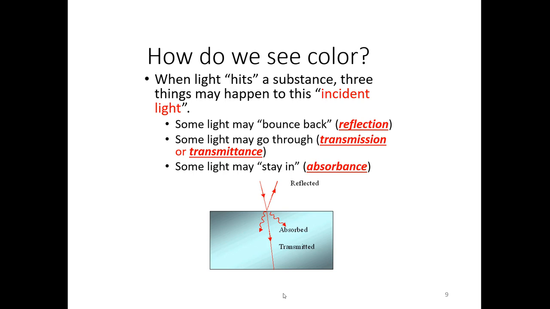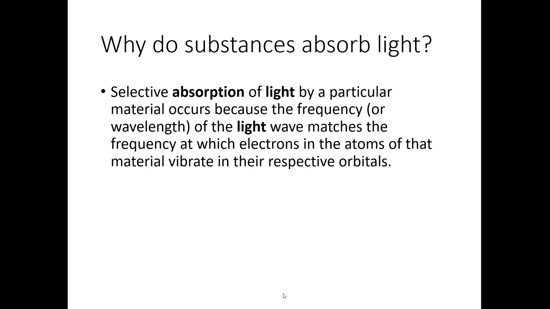When light hits a substance, three things may happen to it. We call this the incident light. Some light may bounce back. We call that reflection. Some light may go through the substance. We call this transmission or transmittance. And some light may, quote unquote, stay in. We call this absorbance. Why do substances absorb light?